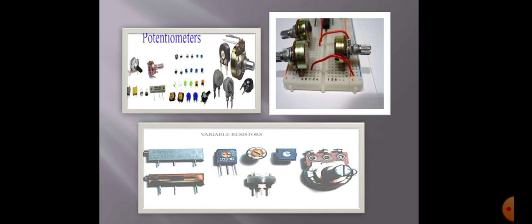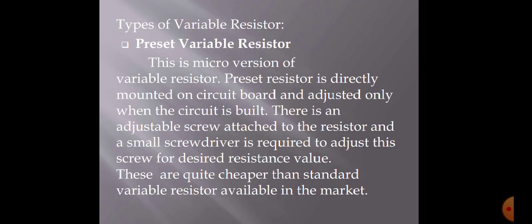And in the last picture there are also types of variable resistor; in that you can see some potentiometers are given. One button-shaped variable resistor, which is called a trimmer. So these are the different types of variable resistor.